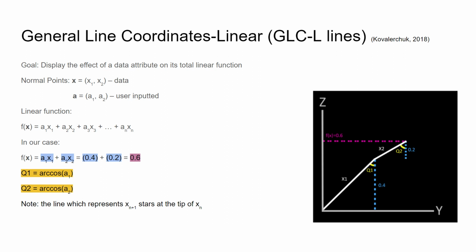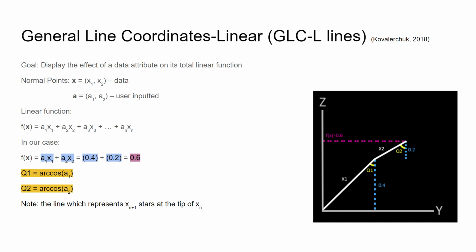Now you'll notice that there are some highlighted numbers here. If you look at those corresponding colors in the picture on the right, you can see what those numbers visually represent in the GLC-L lines. The f of x function total, its height is represented along the z-axis, and it's the total height of the GLC-L line. The GLC-L line is in white; when we visualize this, we only show the white part. The yellow, the blue, and the pink are all just to explain what's going on in this particular picture.